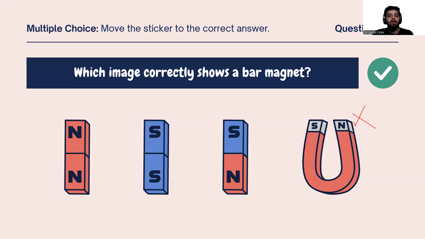But a magnet has two poles. Here it is north and north, so it will not be the answer. Here it is south and south, it won't be the answer. Here it is north and south, so it is the answer.